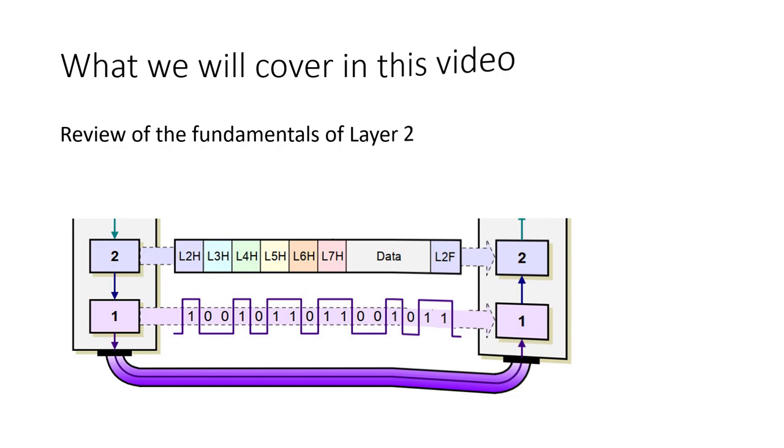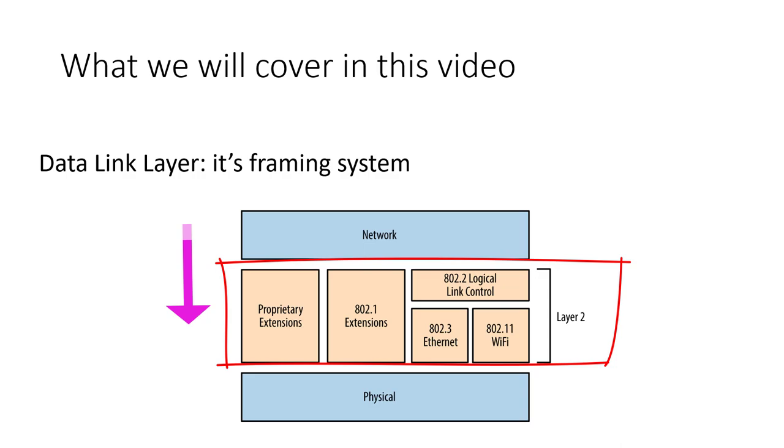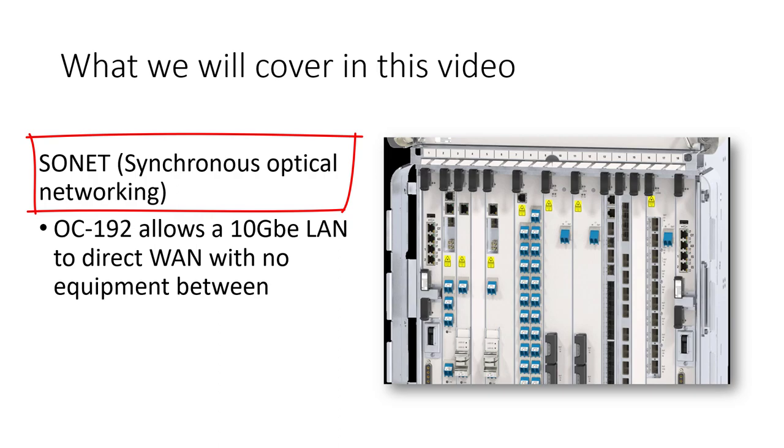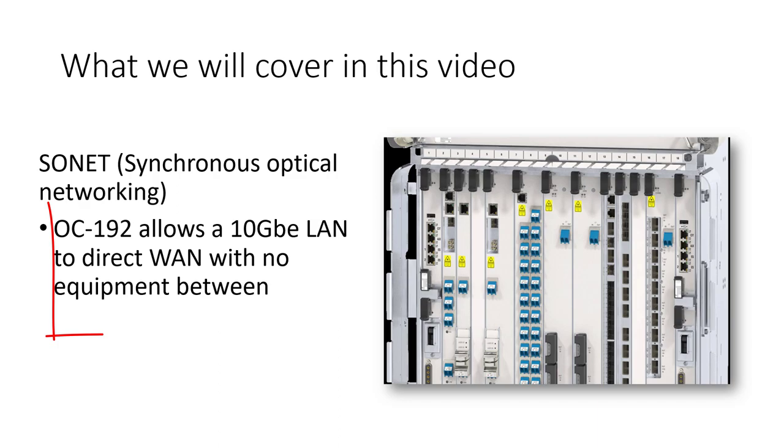Layer 1. Data link layer is about a framing system, wrapping what comes down from Layer 3 into a framing system. We're going to look at this in detail. We're also going to look at one of the most popular wide area network Layer 2 technologies, SONET, synchronous optical networking. We're going to look at some cool things like OC-192 allows a 10 gigabit Ethernet LAN to directly connect to a WAN with almost no equipment between it.